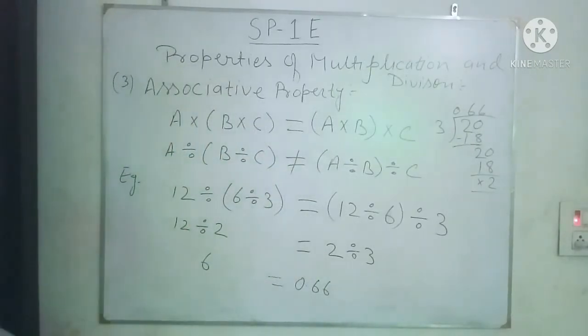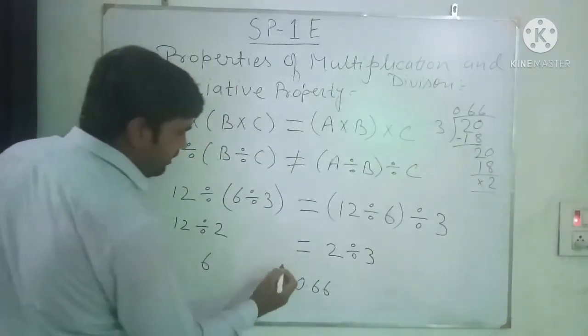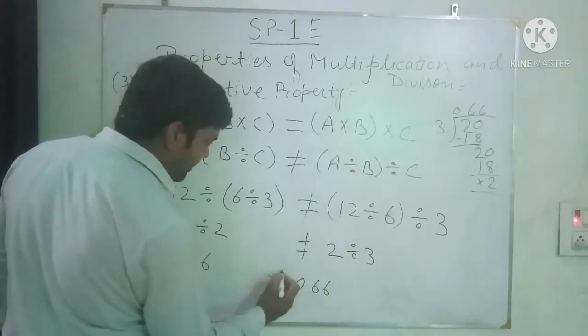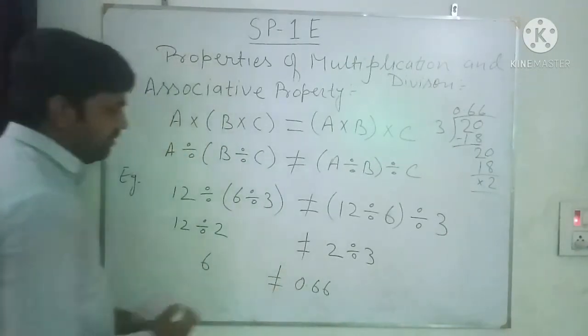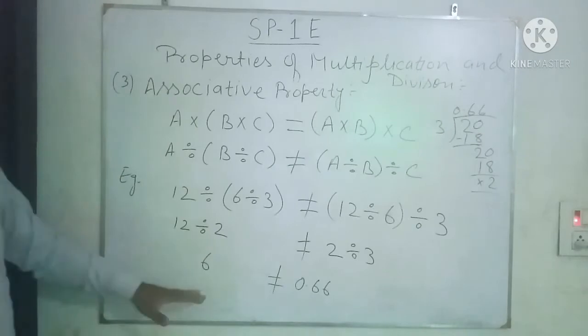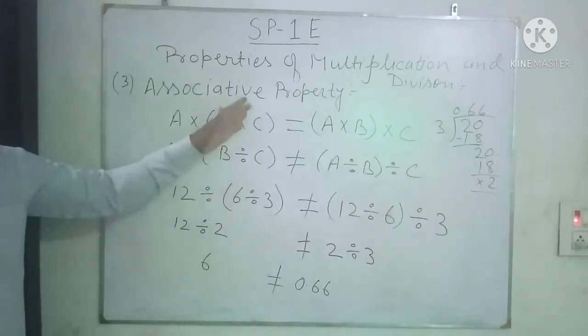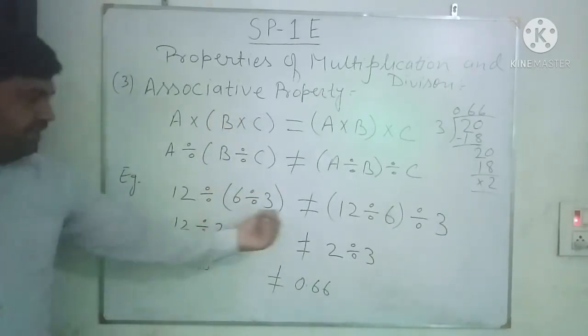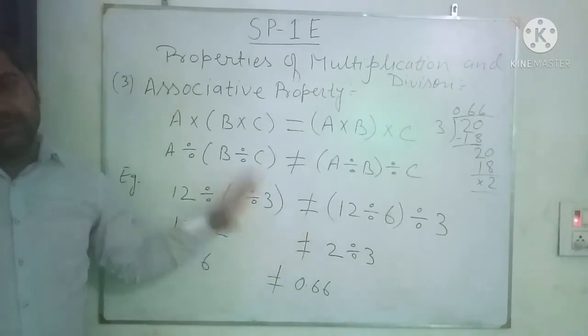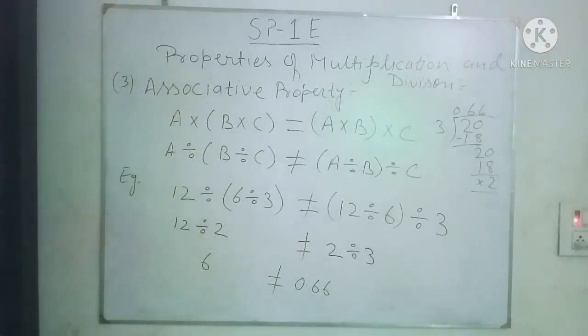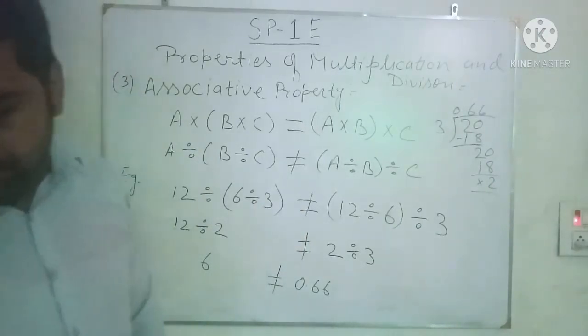So on the left hand side you got 6, and here you are getting 0.6, means the quotient is not the same. So what did we get here? That the division of integers does not hold the associative property.